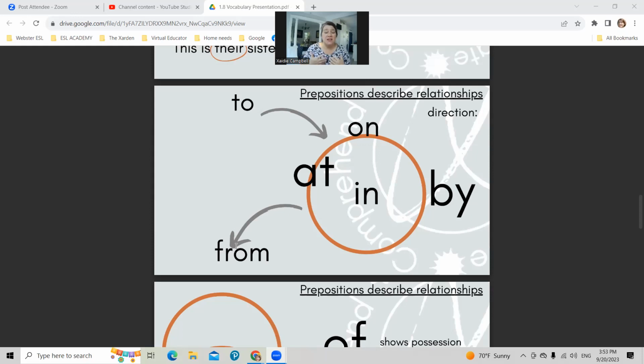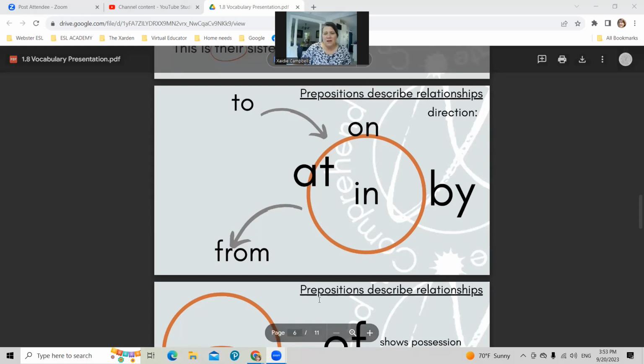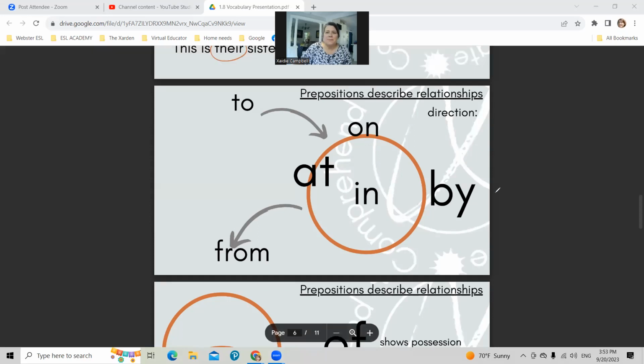We will use them a lot, and you will see by has another meaning. By can be near, but it can also show the method. So, how did you get to work? I took the train. I came here by train. I came here by train or by bus. We use by to show a method, or we use by to show near. Okay.